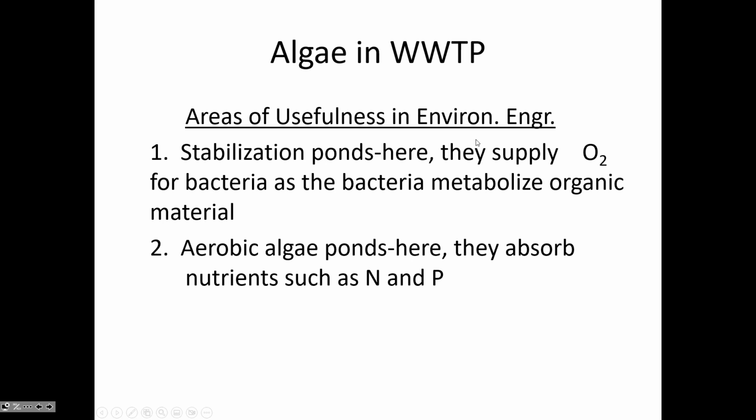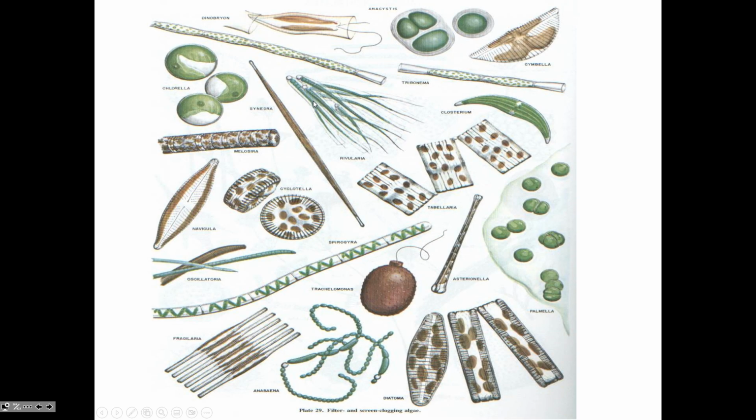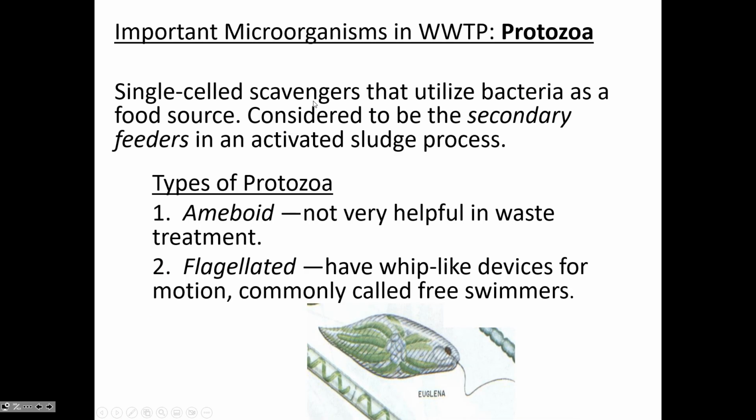But as I've already mentioned, the usefulness of algae is that they can provide oxygen in sludge lagoons. They also take up appreciable amounts of nitrogen and phosphorus. Here are a couple of slides that show the wide variety of shapes and appearance of algae that you could conceivably see in a wastewater treatment plant.